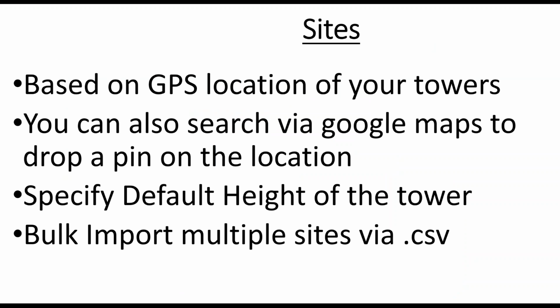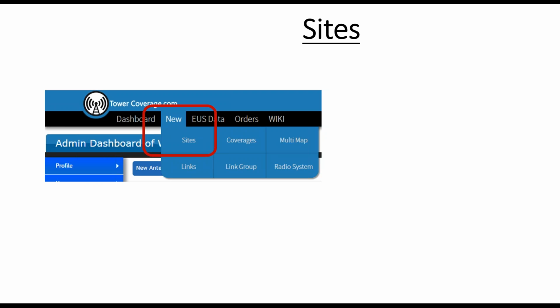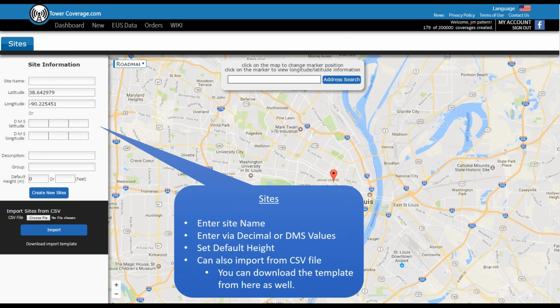So next we have our site. This is going into how to use TowerCoverage.com. Now, the site is based on the GPS of your locations of your towers. You can also search via Google Maps, drop a pin. You can also specify the default height, and we also offer a bulk import via CSV file. That CSV file is on our new sites page. To get to the new sites, you're going to click New and then click Sites. Very, very simple. Inside our new sites page, we have your site information.